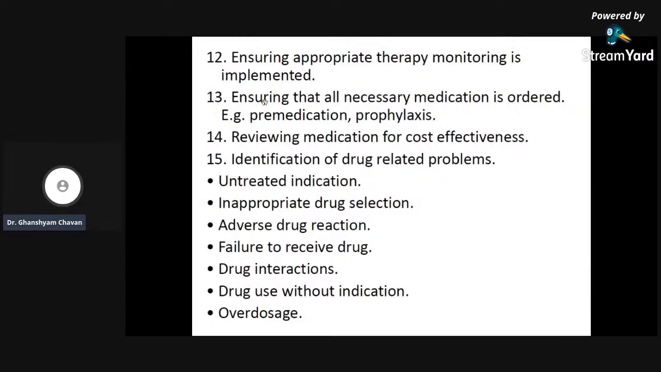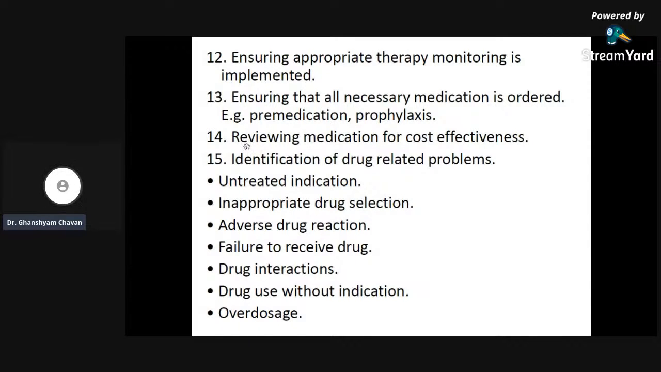Next is ensuring that all the necessary medication is ordered. For example, pre-medication and prophylaxis. So we should ensure that whatever drugs we require along with the pre-medication or prophylaxis, for all those drugs we should place the orders.